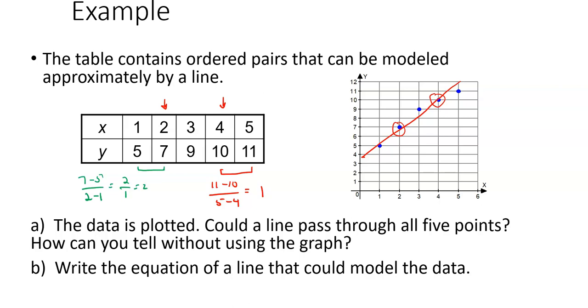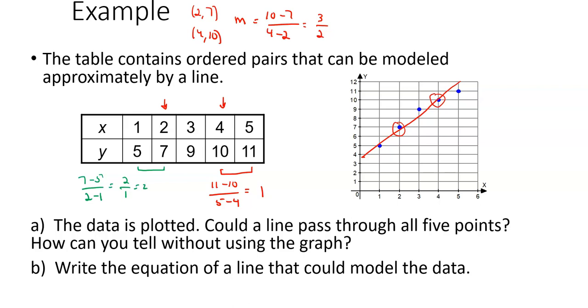All right, so the first thing I need is I need the slope. I need the slope between 2, 7 and 4, 10. All right, so my slope is going to be 10 minus 7. That's my change in y. 4 minus 2 is my change in x. And I get 3 halves for my slope. So you notice that the slope is not 2 and it's not 1. The way I drew it, the slope is 3 halves.